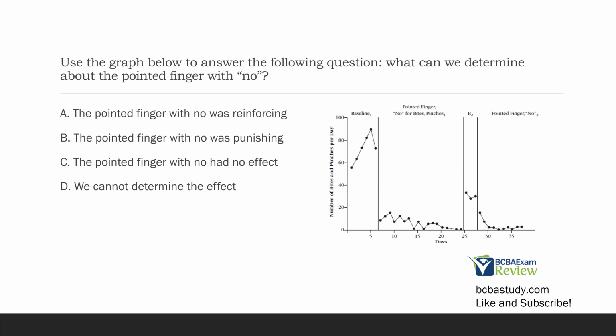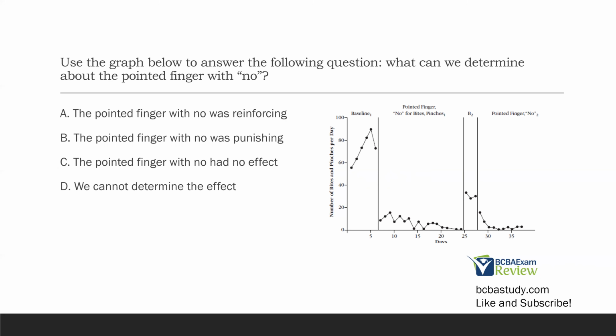What you want to do is identify different parts and what you're looking at. In this case, we know we're looking at number of bites and pinches per day. We have days as our time. We have a baseline session, a pointed finger session, a baseline session, and a pointed finger session. So what does this look like to me? Well, it looks like a withdrawal design, right? We're going A, B, A, B.